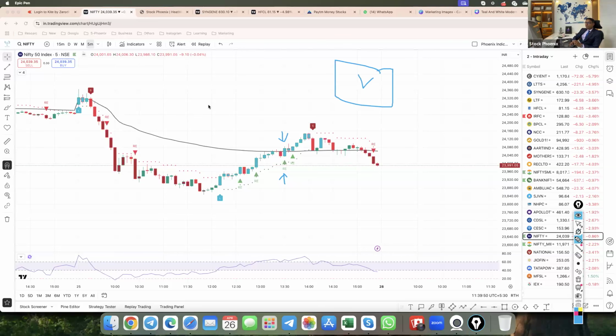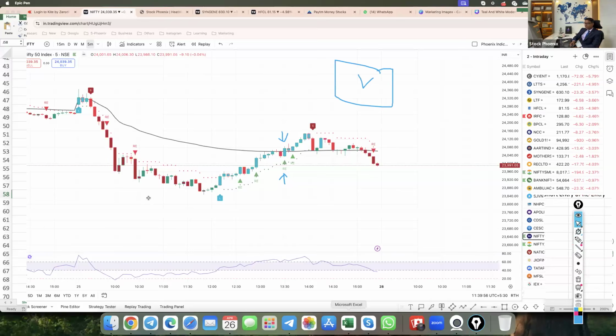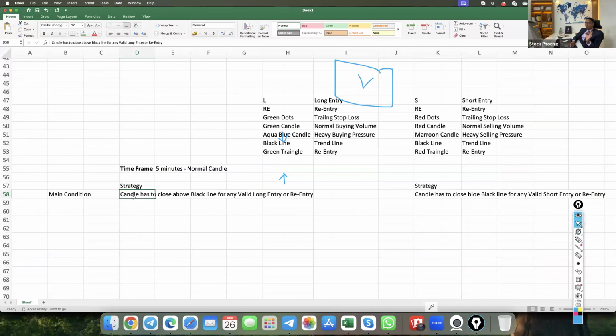If the wick only crosses above, will it be valid? Sanjan sir, if you're not understanding what I'm teaching, I've written here: candle has to close above the black line for a valid entry or a re-entry. What is the confusion in this? Candle has to close above the black line. Any confusion in this?